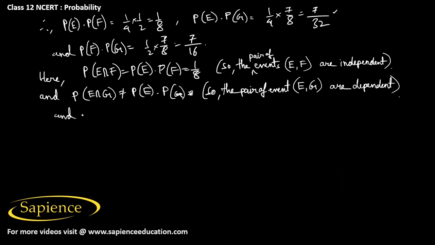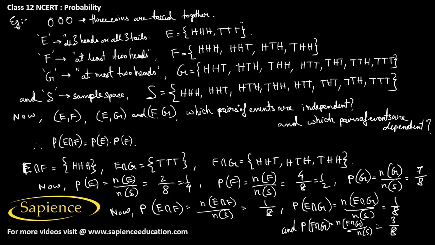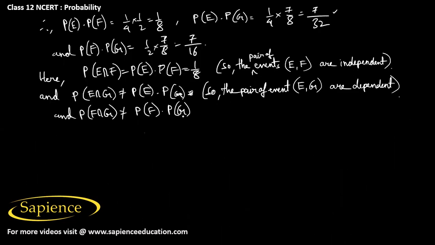And similarly, P(F intersection G) is also not the same as P(F) times P(G), since P(F intersection G) is coming 3 by 8, and P(F) times P(G) is coming 7 by 16. So they are not the same. Hence, we will say that the pair of events F and G are also dependent.